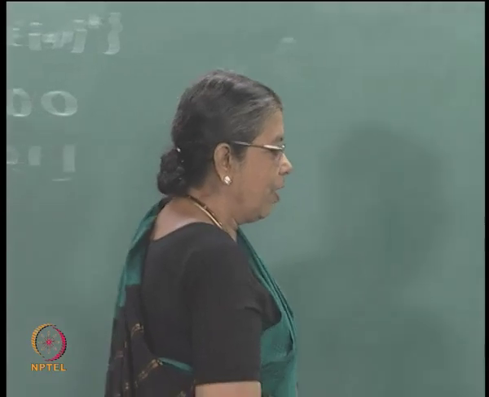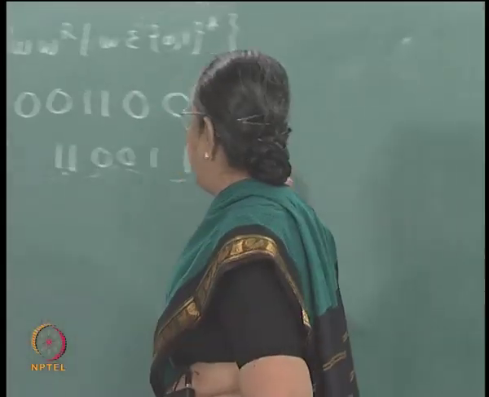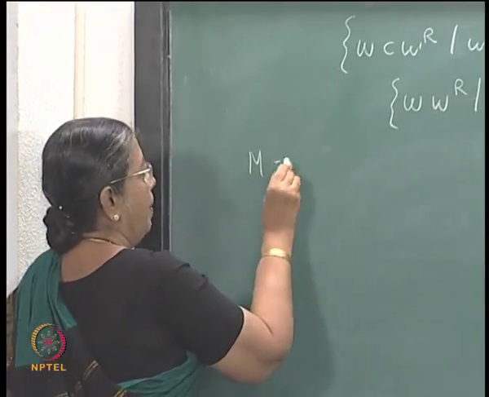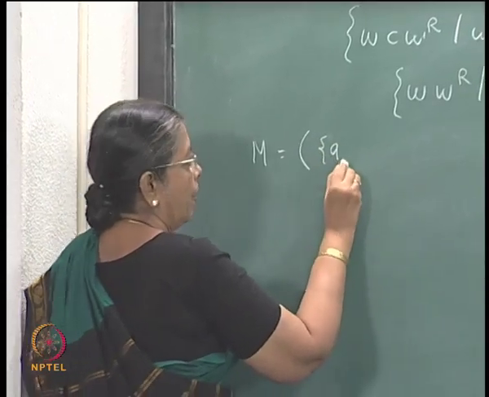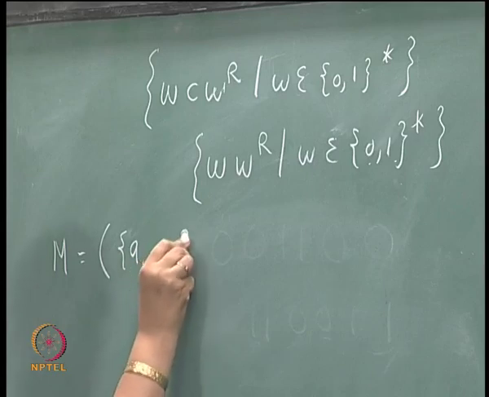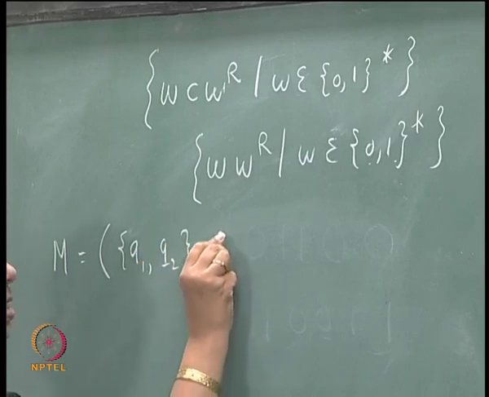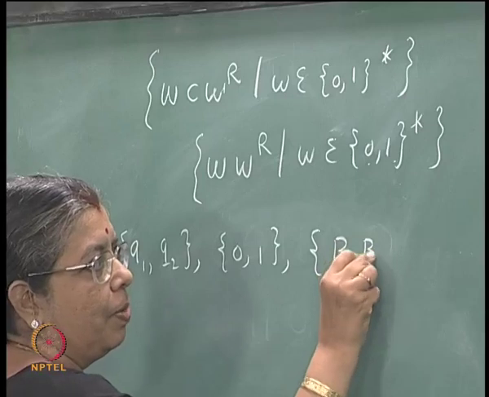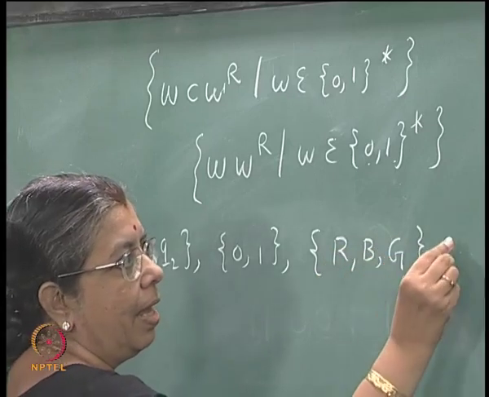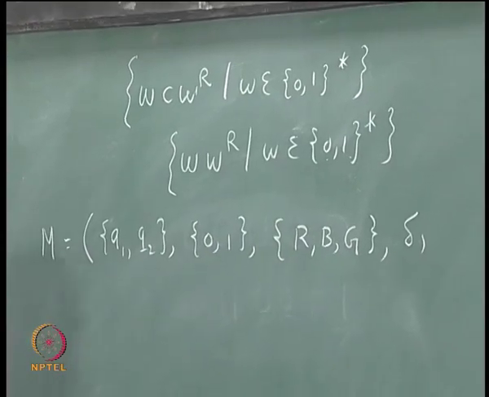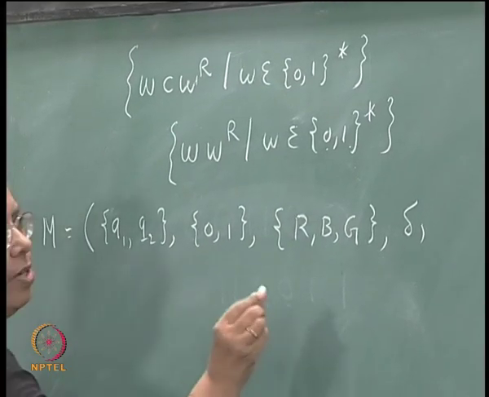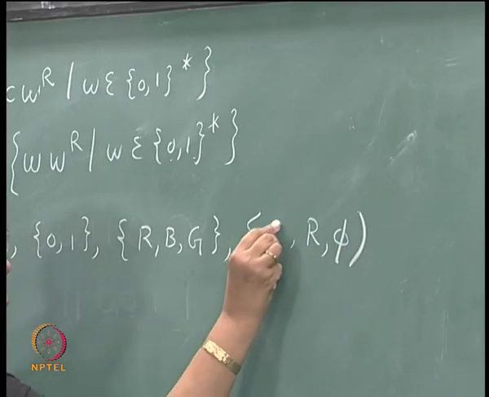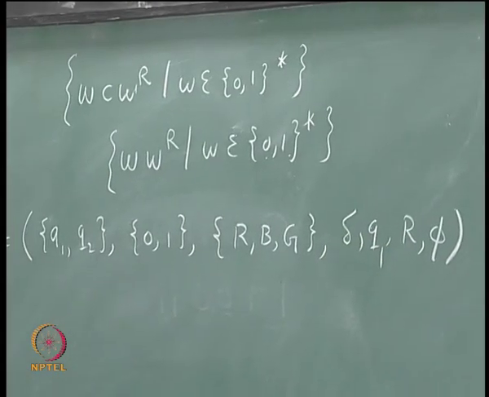So, if you try to use the same concept of acceptance as for WCWR and write the machine, it will have two states, Q1 and Q2. Input symbols are no C now, just 0 1, push down symbols are red, blue, green, again you can have the same symbols, and delta is the mapping which you have to define. Then the other components: initial push down symbol is red, acceptance by empty store, initial state is Q1, all these components you know. Now we have to write the delta mappings.